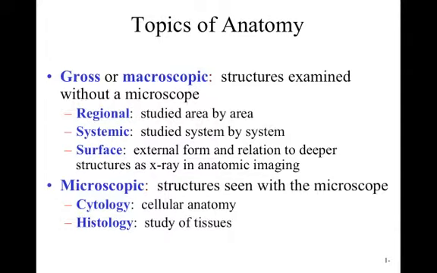And then microscopic are structures that are seen with the microscope, and they're cytology or histology. Cytology, the prefix cyto means cell, so it's looking at the cellular anatomy, cellular functions, organelles, respiration, any of the ATP synthesis. Those are all part of cytology. And then histology is the study of tissues, looking at epithelial tissue versus connective tissue versus muscular tissue, and how they differ and how they're the same.